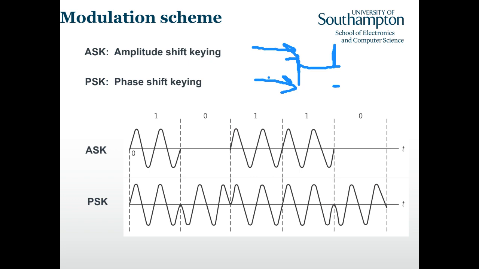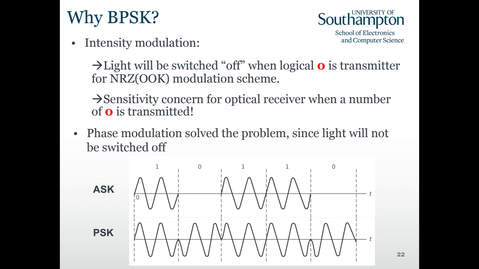So we need a local laser as a receiver to interfere with the incoming received optical signal. So what is the benefit of using this coherent detection instead of intensity? Basically, for intensity, we have on-off. When the logical bit is 0, we turn the signal off. So as a receiver, this challenges the receiver sensitivity.